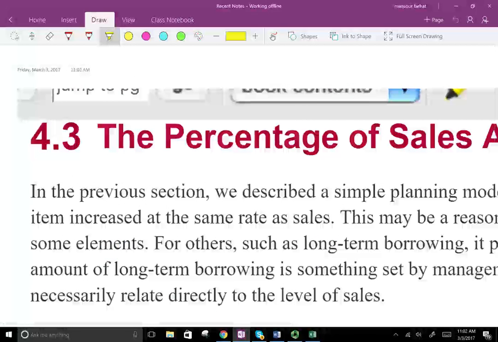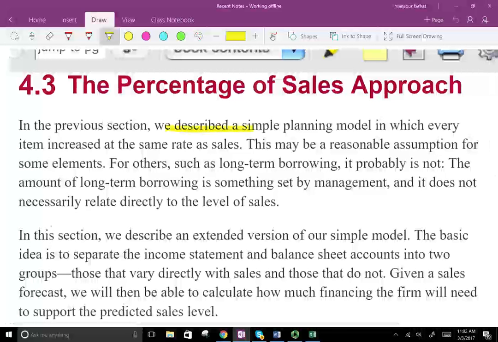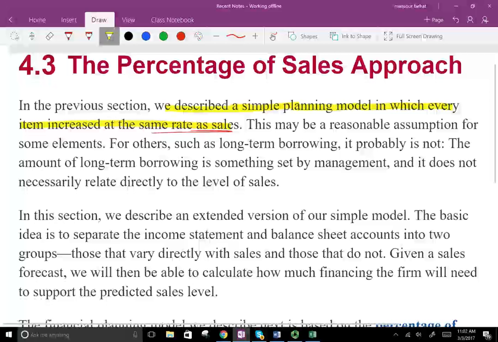In the previous section, we described a simple planning model in which every item increased at the same rate as sales. And we say this is a simplification, an oversimplification. This may be a reasonable assumption for some elements. For some elements, that's the case. They do vary in proportion with sales.